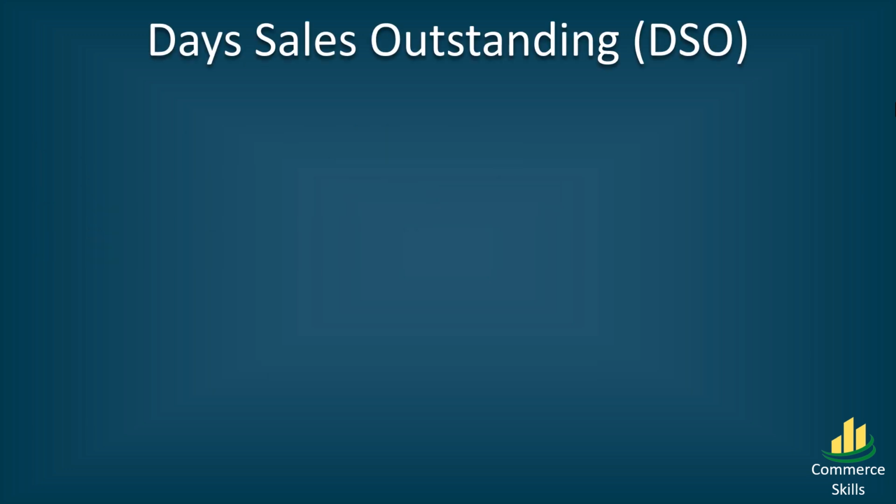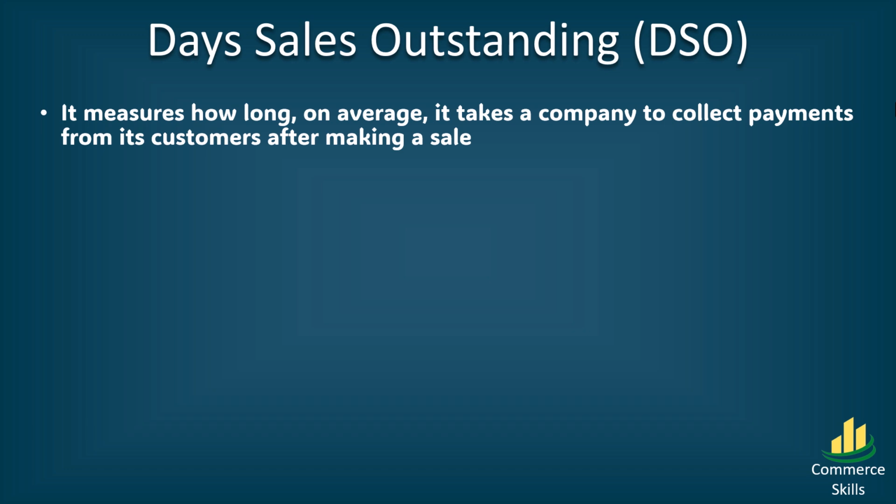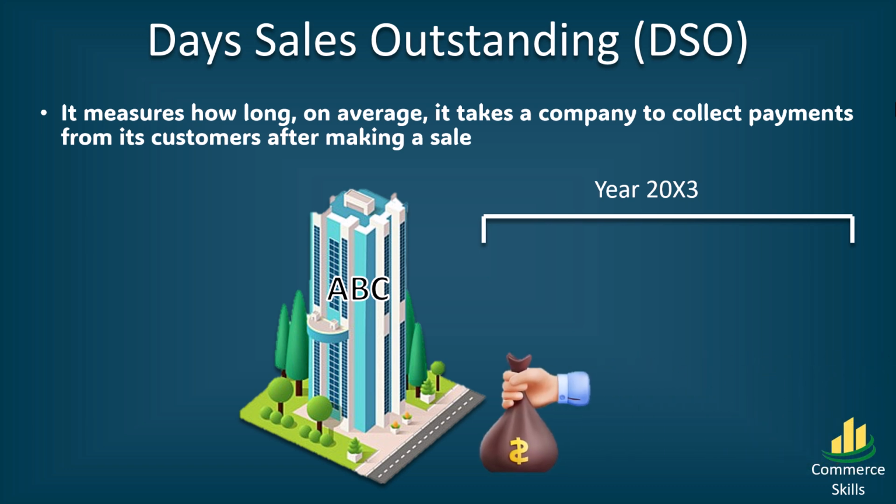Days Sales Outstanding measures how efficiently a company collects payments from its customers after making a sale. For instance, let's say we have a company called ABC in the year 2023. This company sells goods on account, meaning customers pay later and the amount is recorded as accounts receivable. By using this formula, we can calculate how many days it takes on average to collect the payment.